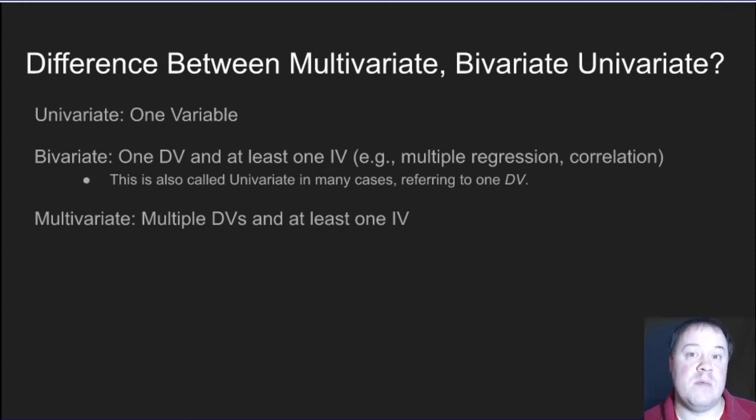And that's why some people actually refer to things like multiple regression as univariate data, because they are using univariate in order to define the number of dependent variables. Correlation is another example of bivariate data. Multivariate data, on the other hand, involves multiple dependent variables and multiple independent variables.